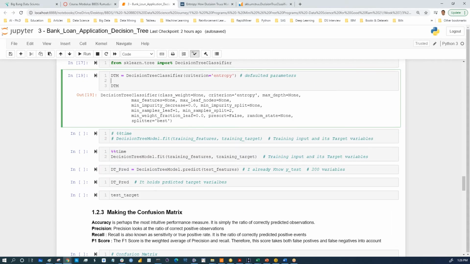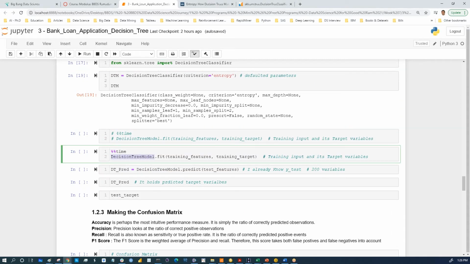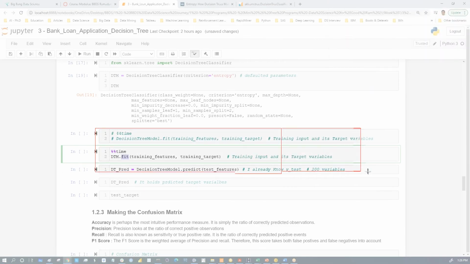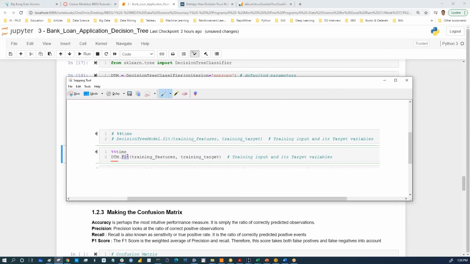That's it. And we are going to use that DTM to fit. Can anyone explain this line to me? DTM.fit. So this is the training. We're gonna train what? Model. 80% of the data we're gonna use it for. What do we have in 80%? Training set. X and Y. Yeah. Thank you.